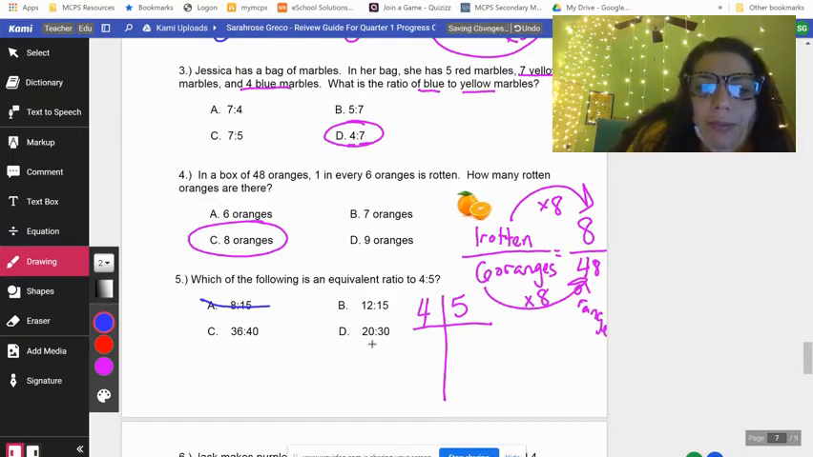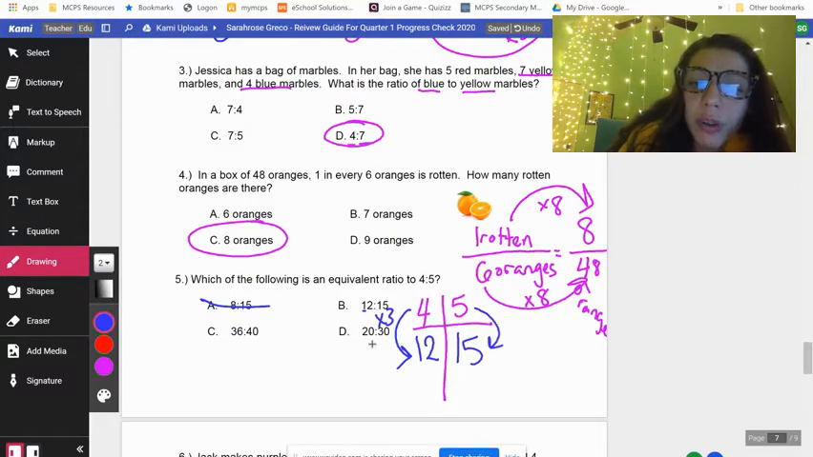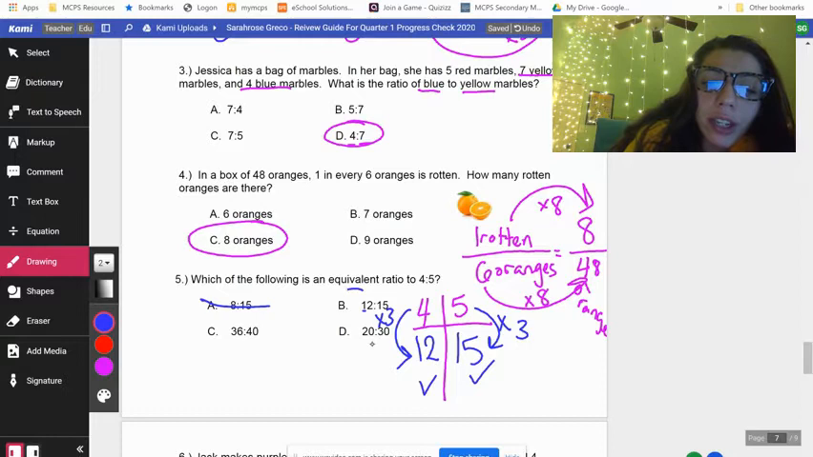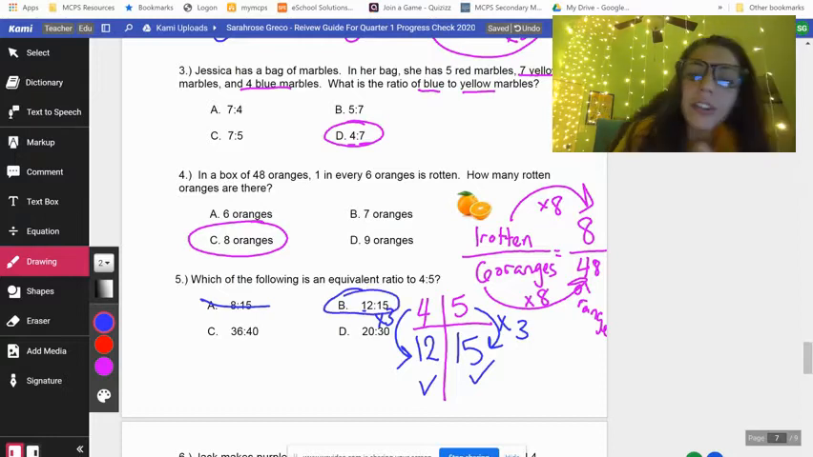Let's look at B. So I have 12 on the left and I have 15 on the right. 4 times 3 is 12. That's true. So this has to work out too. 5 times 3 is 15. True and true. I don't even need to go any further. My answer is B.